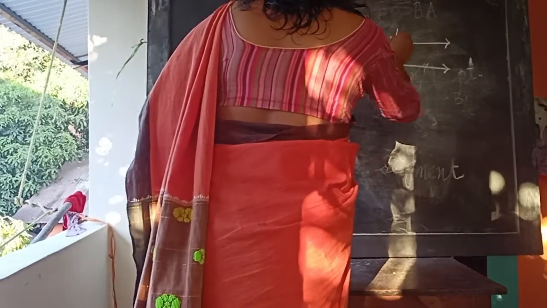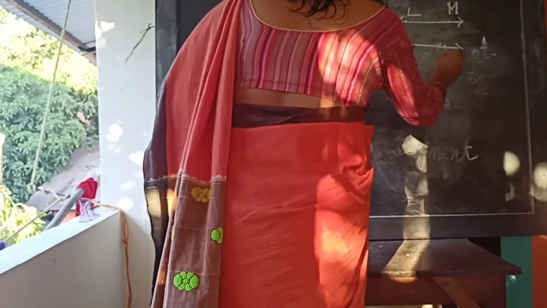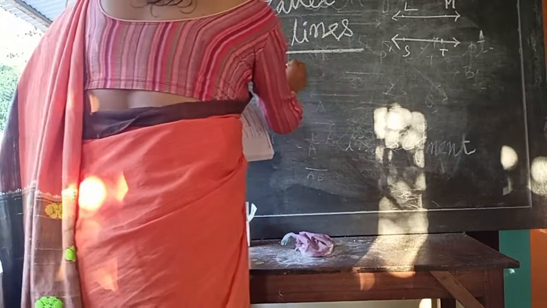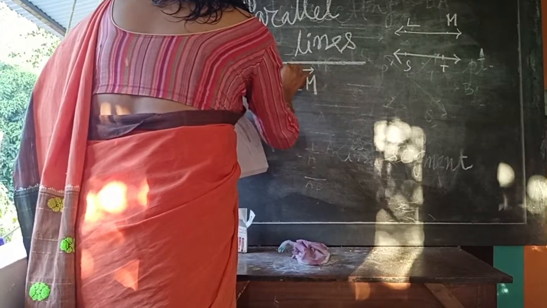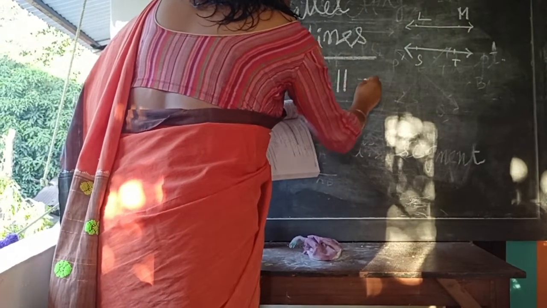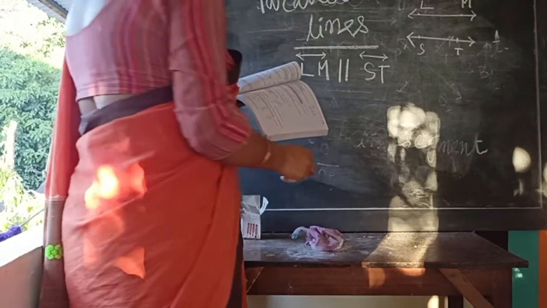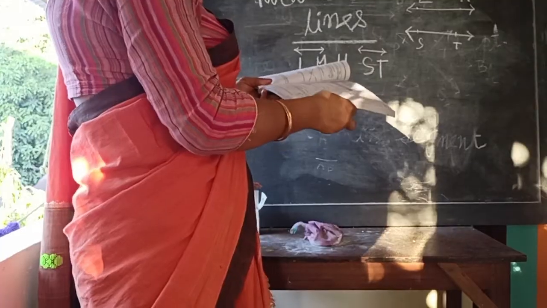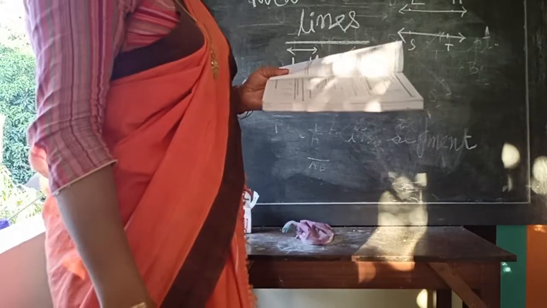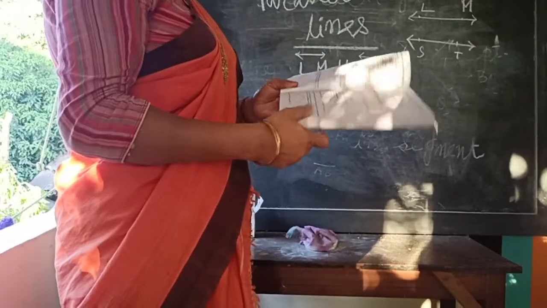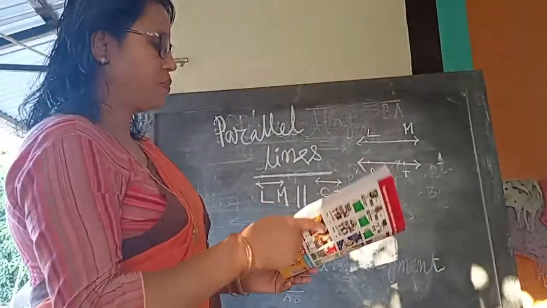This is LM, and ST. These are parallel lines, and this is the symbol. LM is the symbol of line. This is the symbol of parallel, and ST. These are the parallel lines. Examples of parallel lines are edges of a book, rail lines, edges of a door, edges of a table, edges of a board, blackboard, etc.